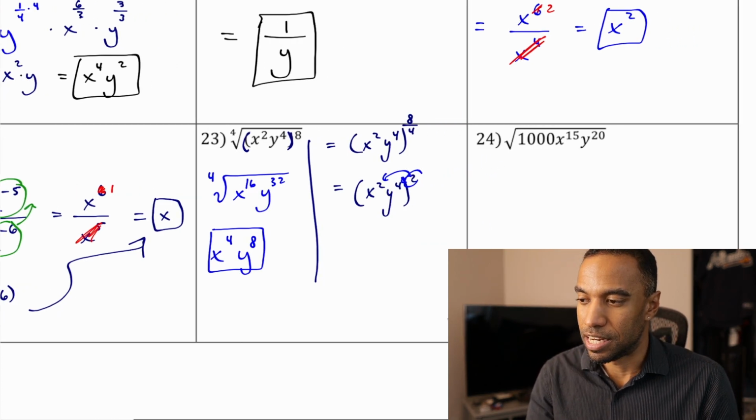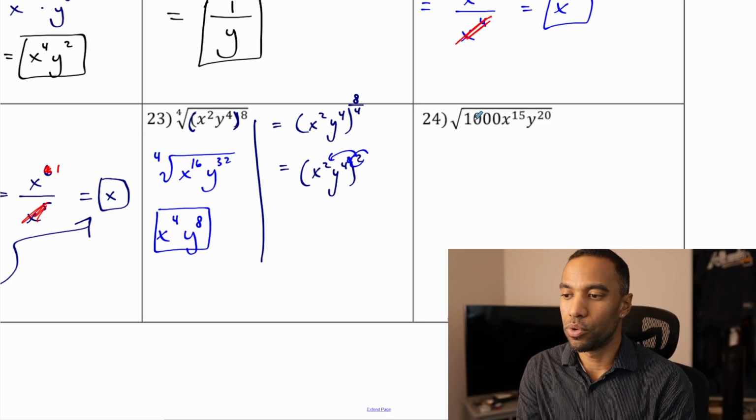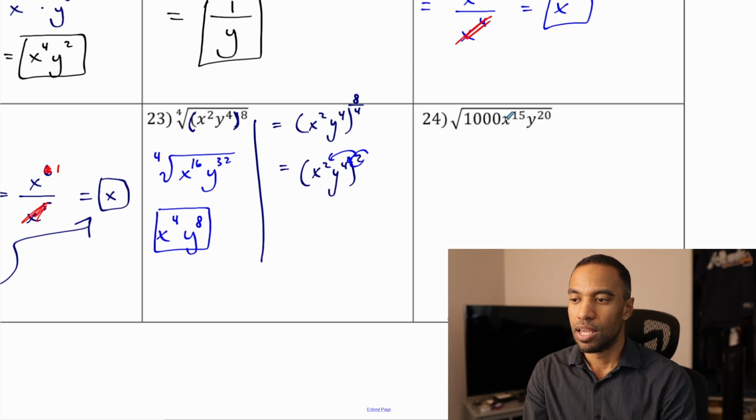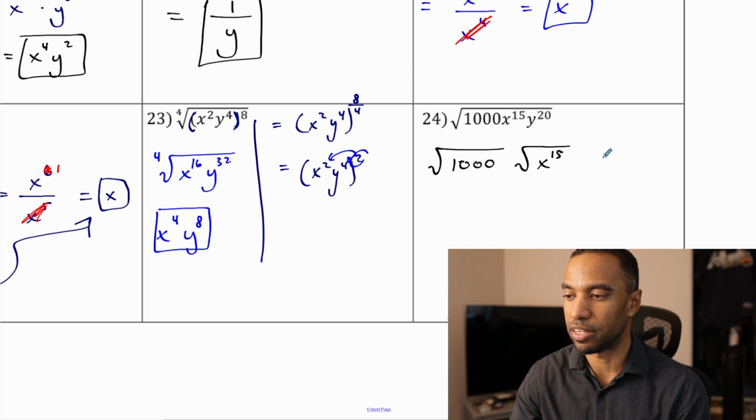And lastly, number 24 here, we do have the square root of 1,000 times x to the 15th times y to the 20th. This time I'm going to separate them because I got to really focus on the numbers before I get any of the variable things. And this time we have something slightly different with the x variable. I'll show you what it is.